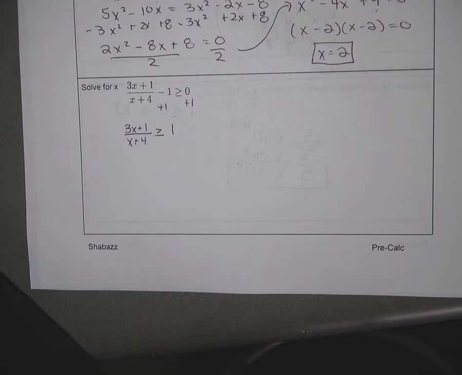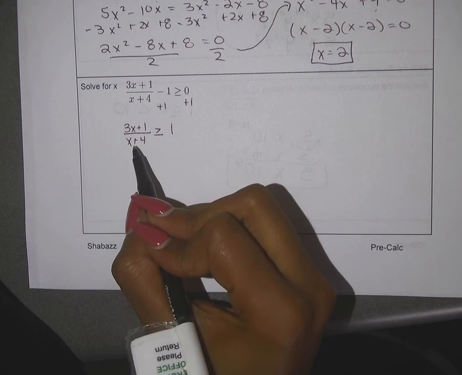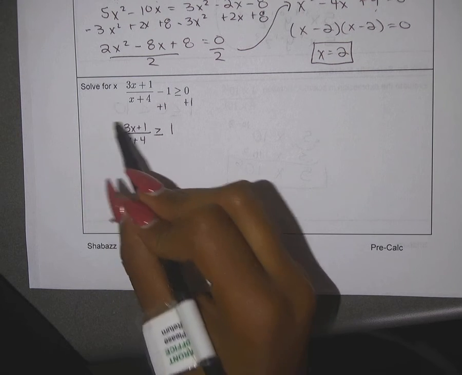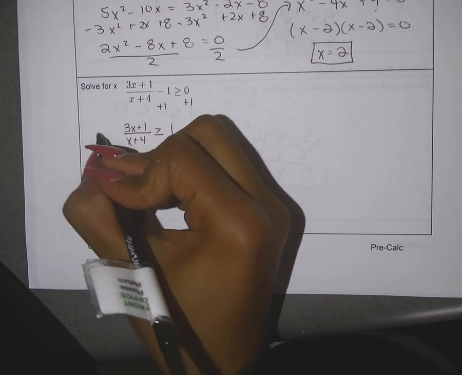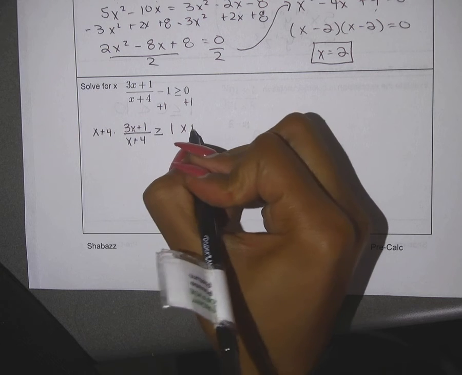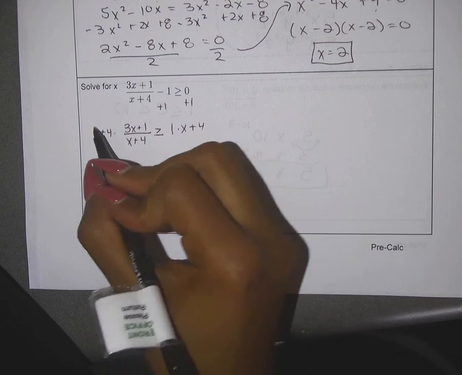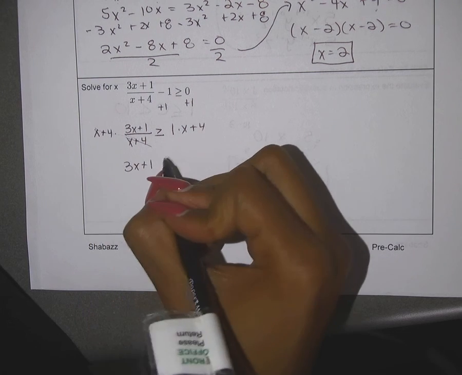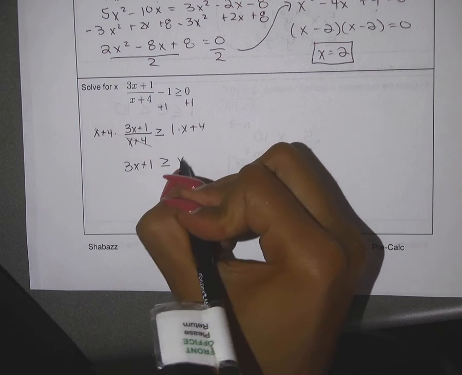Okay, now what? Yeah. If I have a fraction and I feel uncomfortable working with them, why don't I try to get this denominator out of my problem? And in order to do that, I can multiply both sides by x plus 4. So that's what I'm going to do. x plus 4. So then those two cancel out. I'm left with 3x plus 1 is greater than or equal to x plus 4.